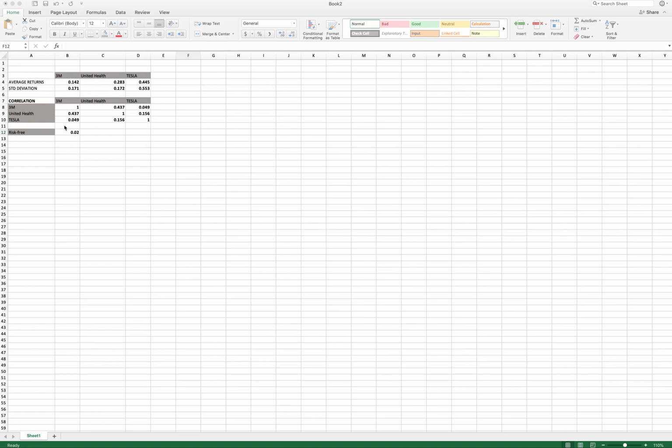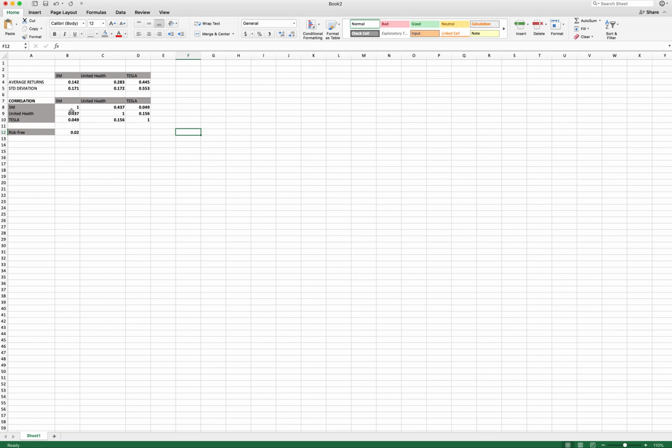Okay, so you can already see in my spreadsheet what I've been doing for you. I've downloaded the last 10 years of data for three stocks, 3M, United Health, and Tesla. And I've already estimated their average return and standard deviation. So 3M has average returns of 0.142 or 14.2%, United Health 28.3%, and Tesla 44.5%. Standard deviation for 3M is 0.171 or 17.1%, 17.2% for United Health here. And Tesla is 55.3%, quite high.